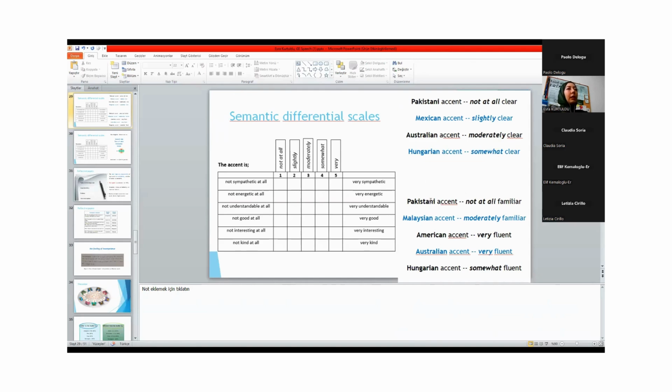And it goes on. For example, for Pakistani also, they said that it is not at all familiar for them. They have never heard such an accent before. They also said, was this English? No, I had really difficult time understanding it. What about familiarity? About the Malaysian accent, they said moderately familiar, but there were so many pronunciation mistakes. They said that. For American, very fluent. For Australian, very fluent again. And for Hungarian, they said that it was somewhat fluent.